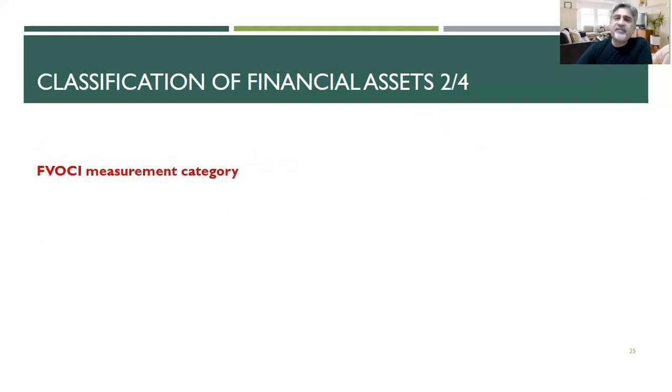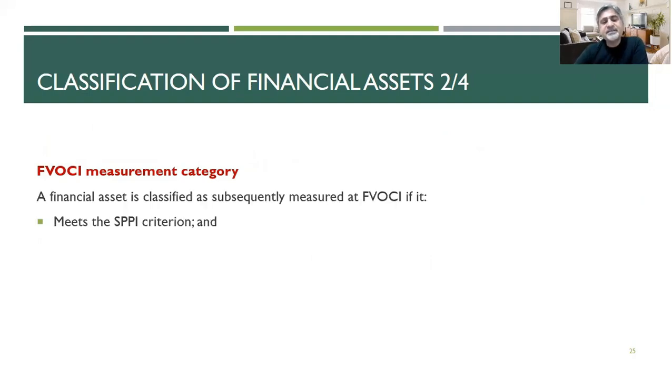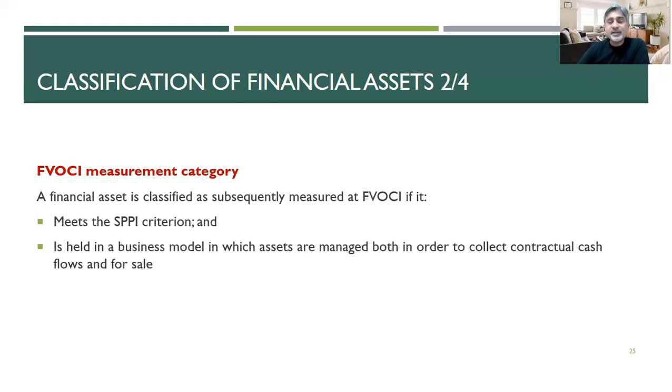Second criteria, we said FVOCI, fair value through other comprehensive income. It again meets the SPPI criteria, which means 5, 5, 5, 5, 5, and 105, solely payments of principal and interest. Whatever has been agreed in the contract, you will only get that, not anything more, not anything less. And number two, it is held in a business whose business model is in which assets are managed to collect contractual cash flows and for sale.